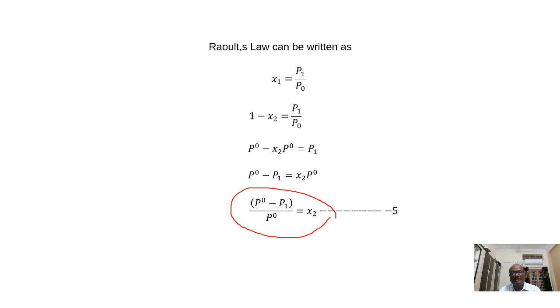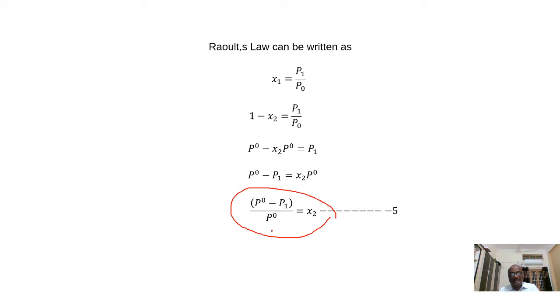What is Raoult's law? Actually, this (P naught minus P1) divided by P naught is called the relative lowering of vapor pressure. So the relative lowering of vapor pressure of a solution containing a non-volatile solute is equal to the mole fraction of solute. RLVP, we say. RLVP of a solution is equal to the mole fraction of the solute. That is nothing but Raoult's law. Define Raoult's law: this is a definition. The relative lowering of vapor pressure of a solution containing a non-volatile solute is exactly equal to the mole fraction of solute. This we call Raoult's law.